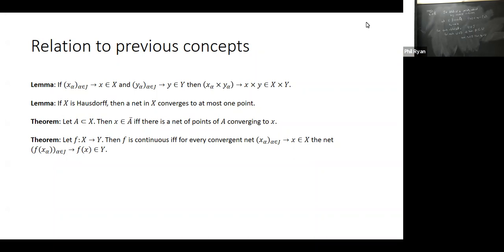I think we've got time for the last theorem on this slide. The other thing, of course, we want a net to have is the same properties as a sequence does for continuous functions. That a function is continuous if and only if for every convergent net, we get a net in Y which converges to f of X.